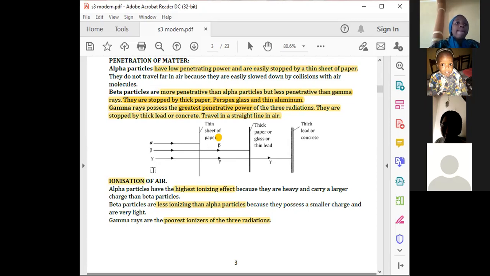Now then ionizing energy or ionization in air. So ionizing energy or ionization of air. I'm claiming that alpha high ionized, meaning they are good ionizers. They are heavy. They can carry charge compared with beta, but good. Then beta are less.